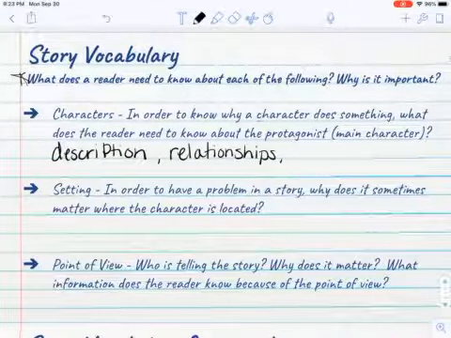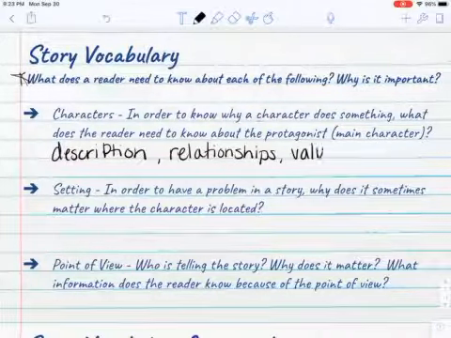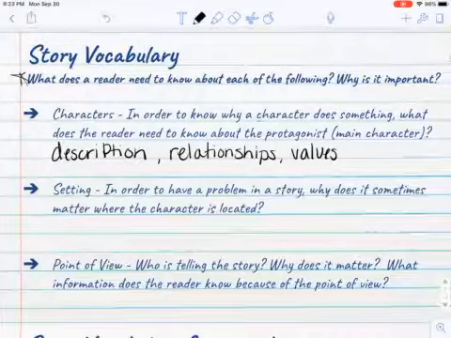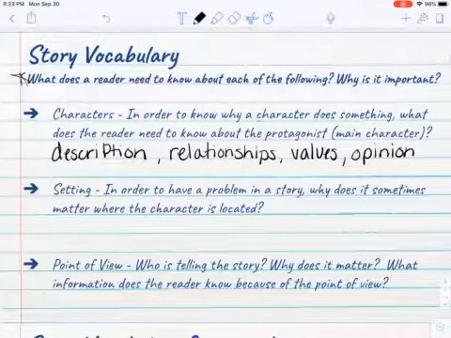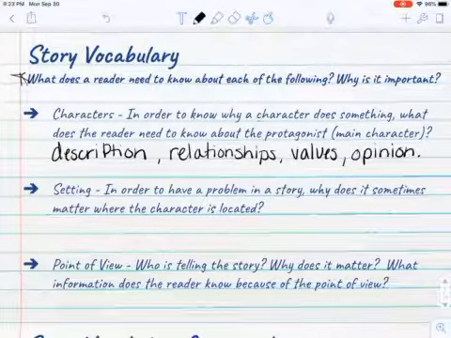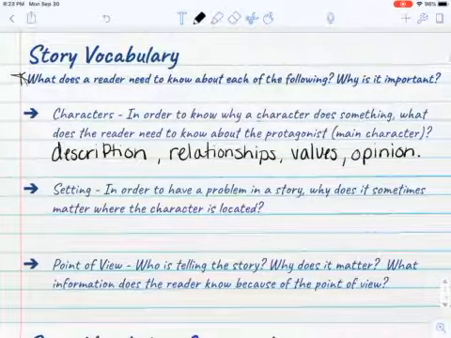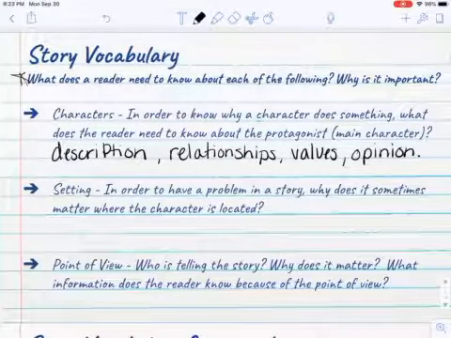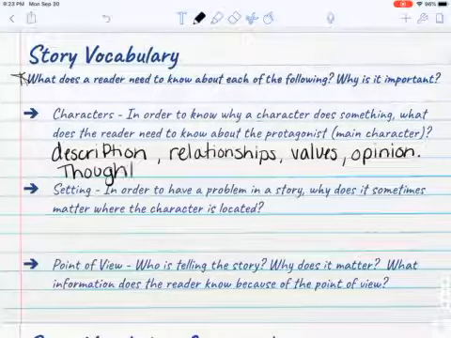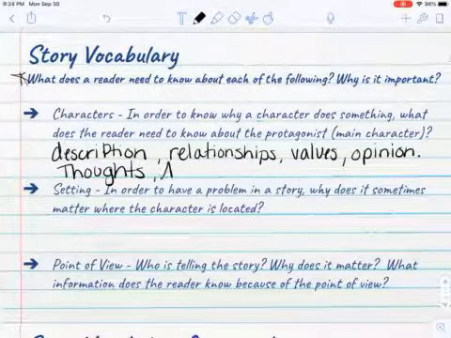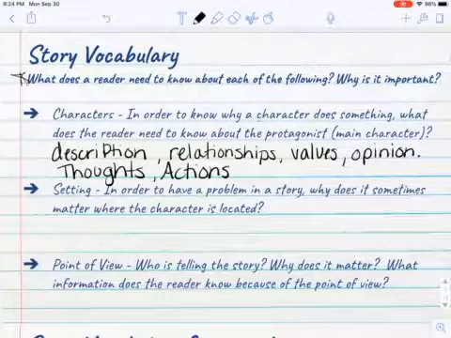Seeing the different relationships and the different actions a character takes shows us what a character values and what his or her opinions are in different matters. Now think back to the character map that we've been doing with our writing. If we take that with our reading skills, our character map was really important to point out the character's thoughts, feelings, and actions. So it is definitely important that these pieces are included in a story so that the readers understand where the main character is coming from.